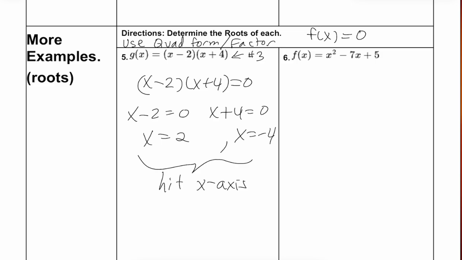Okay. But number 6 is unfactorable. There's no way we can factor that. There's no factors of 5 that add up to -7. 5 is always 5 times 1, which always adds up to either +6 or -6, depending on what sign you use. So it's not a factorable thing. When that's the case, we must use the quadratic formula.